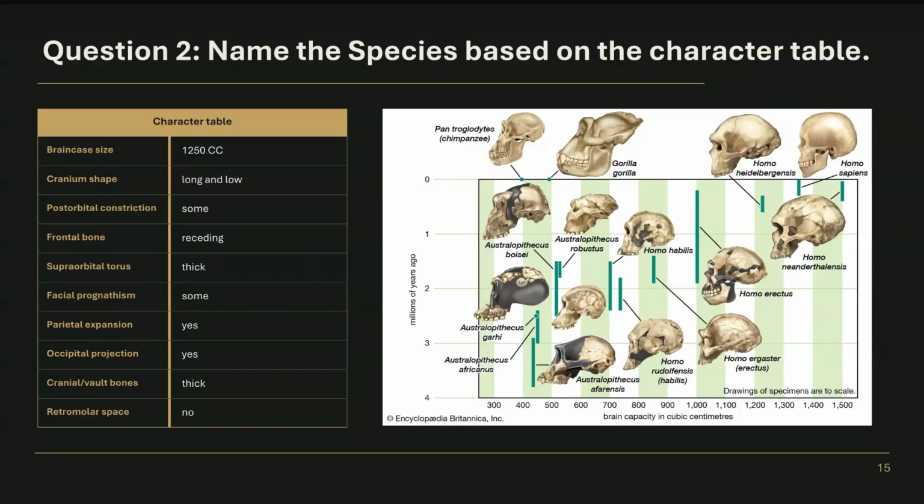All right, let's walk through it together. The traits described support a classification of Homo heidelbergensis. But why? Well, the large brain and archaic cranial form place the specimen within the Middle Pleistocene, and likely within Homo. The thick brow ridge and long, low vault distinguish it from modern Homo sapiens. The absence of a retromolar space argues against a Neanderthal identification.